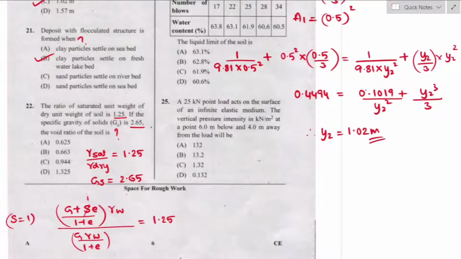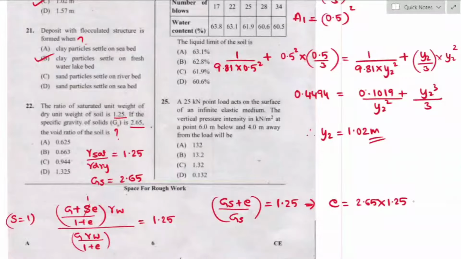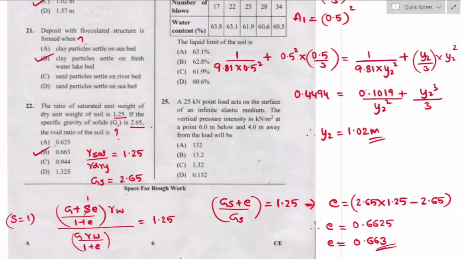For a saturated soil, S is equal to 1. So by rearranging the following formula, we will get specific gravity of solid plus void ratio divided by specific gravity of the solid, which is equal to 1.25. So void ratio is equal to 2.65 into 1.25 minus 2.65, approximating this as 0.663. So the right answer is option B.